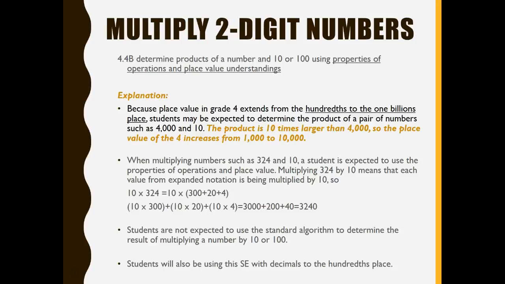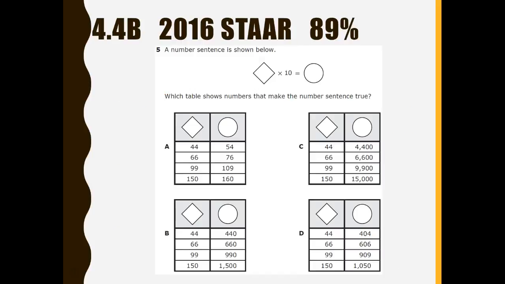I really wanted to share with you the description of what this would look like when you try to find the product of 4,010. Notice that TEA has shared with us that you can say the product is 10 times larger than 4,000. So the place value of the 4 increases from 1,000 to 10,000. This relates to that place value standard that you taught earlier in the year. This is how this TEKS was tested on the 2016 STAAR test.